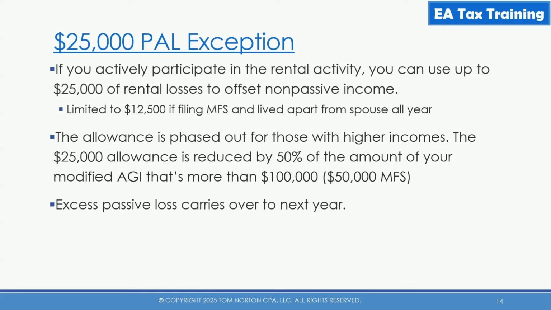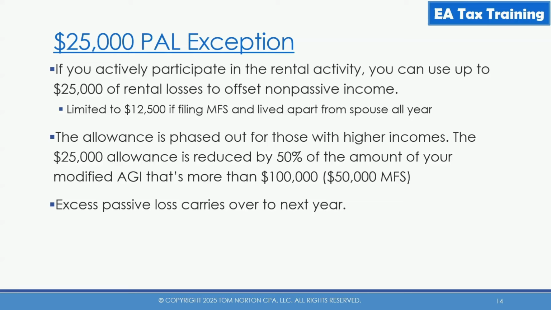Now, there is an AGI limit. So this allowance is phased out for those with higher incomes. The $25,000 allowance is reduced by 50% of the amount that your modified adjusted gross income is more than $100,000, or $50,000 if you are married filing separately. So if your modified adjusted gross income, for example, is $110,000, then instead of a $25,000 loss, you'd be able to deduct a $20,000 loss from the rental real estate against your non-passive income. And obviously, if your modified AGI was $150,000 or more, then you would not be able to take any of the loss against your non-passive income.